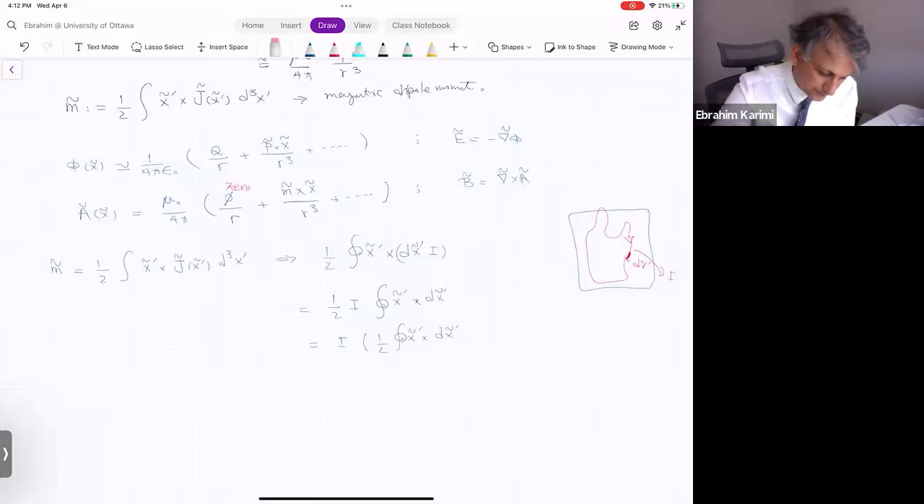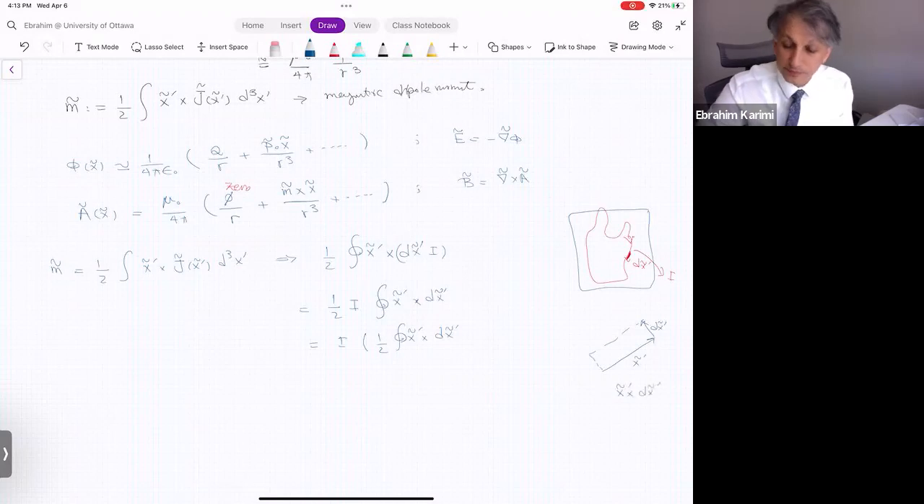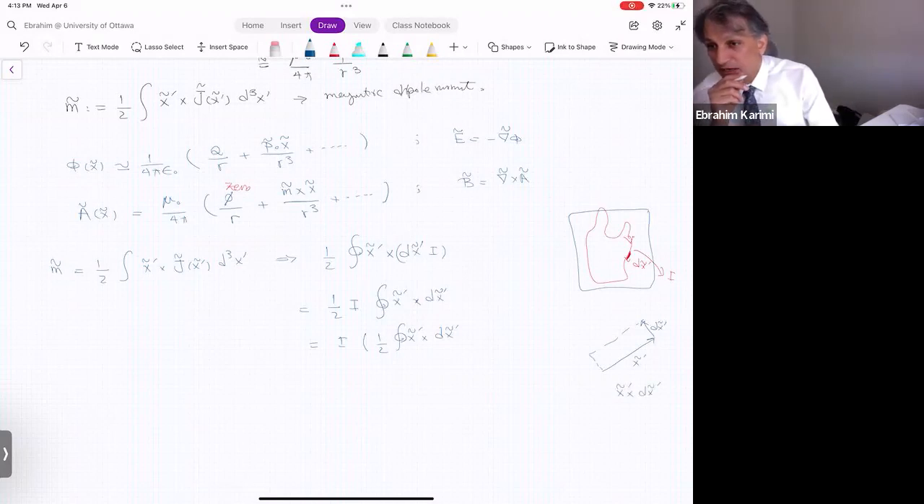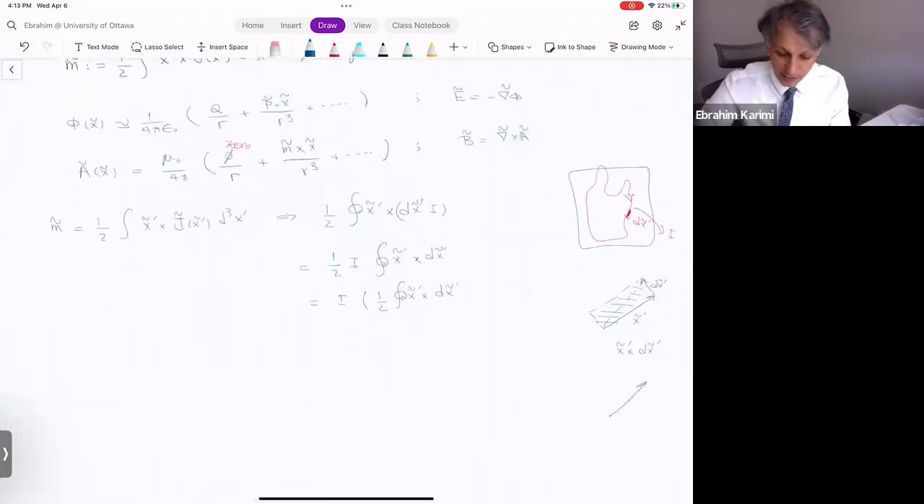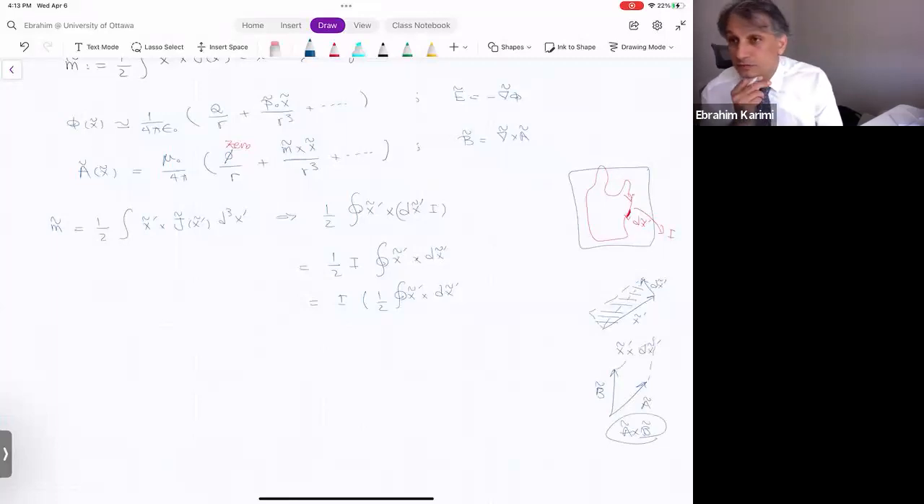Remember, that is x prime. That is dx prime, right? The cross product between these two will be something like that. So what is happening with x prime cross dx prime will be x times dx times the sine between the two. So that will be essentially the entire area of that surface that you have. Do you remember that? If you have two vectors A and B, then A cross B was the surface generated by these two vectors. All right.